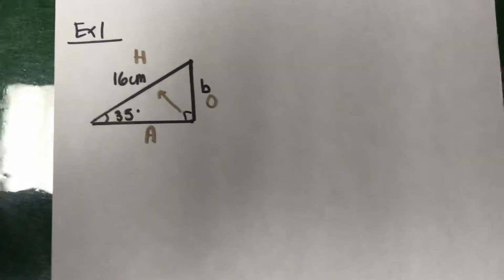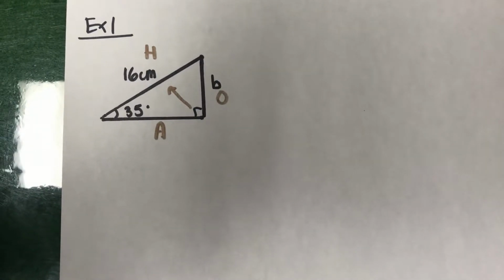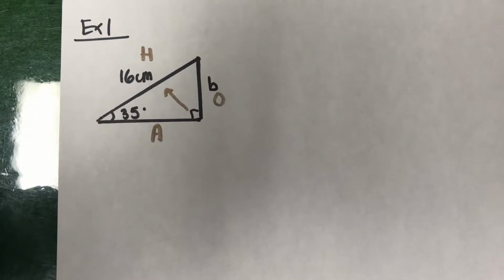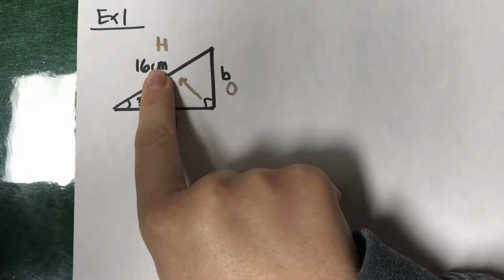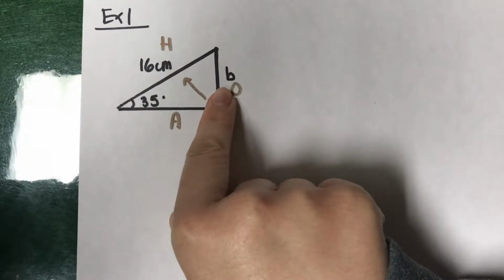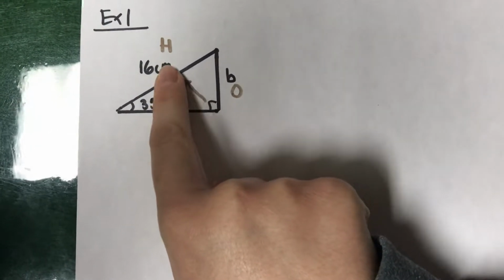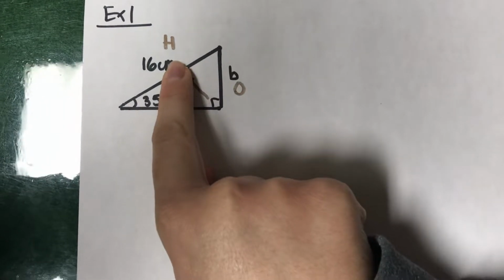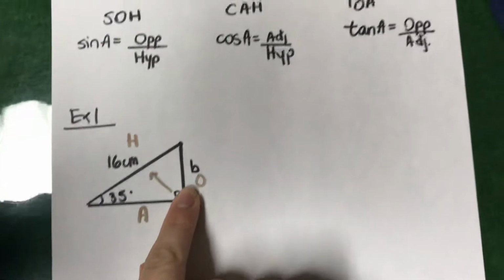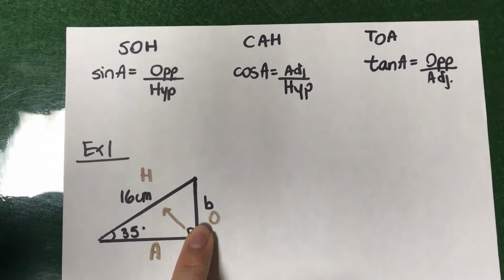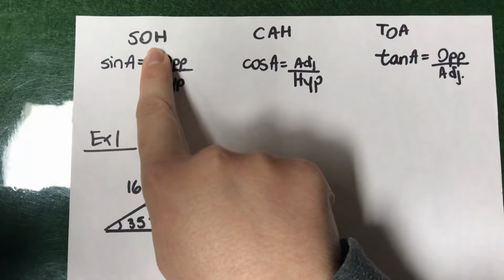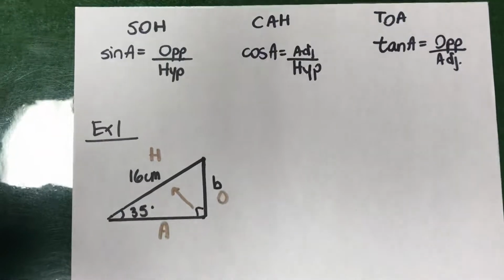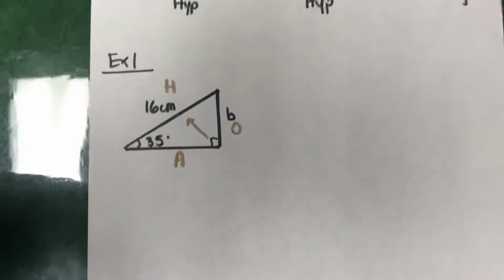Now I'm going to identify which sides I have and which I want. So I have the hypotenuse and I want the opposite side. So because I have the hypotenuse and I want the opposite side, I'm going to look at my 3 formulas. And the formula that includes O and H is sine. So I know that I need to use the sine formula.